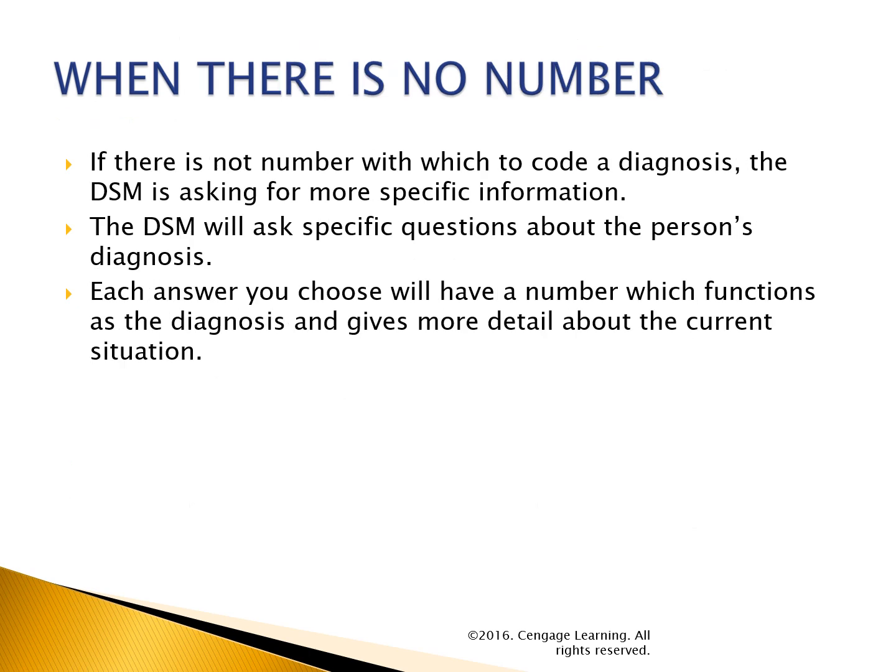When there is no number. If there is not a number with which to code a diagnosis, the DSM is asking for more specific information. The DSM will ask specific questions about the person's diagnosis. Each answer you choose will have a number which functions as the diagnosis and gives more detail about the current situation. So that's it. Thank you for listening.